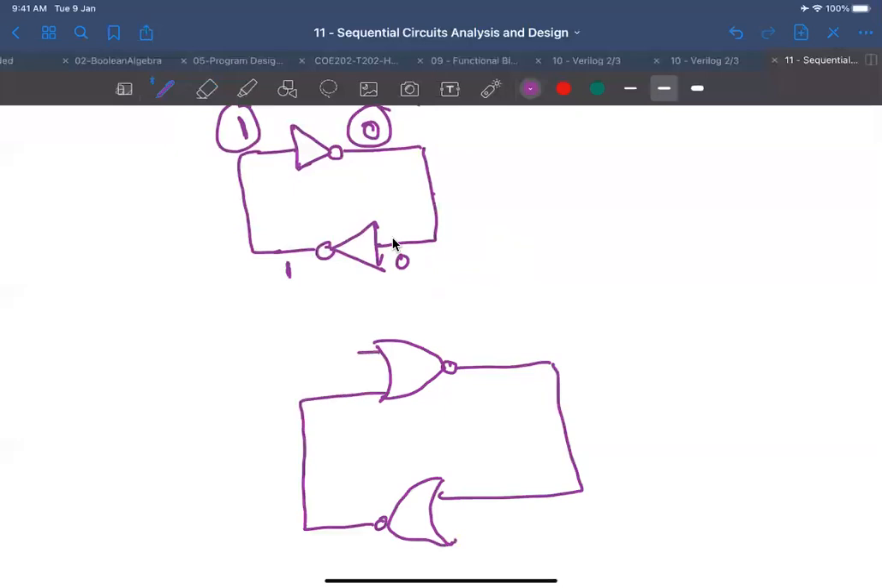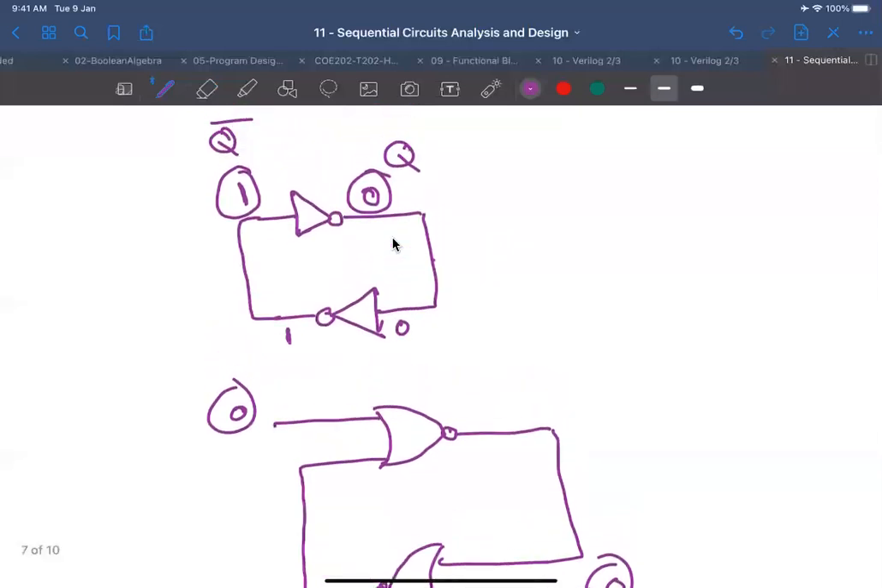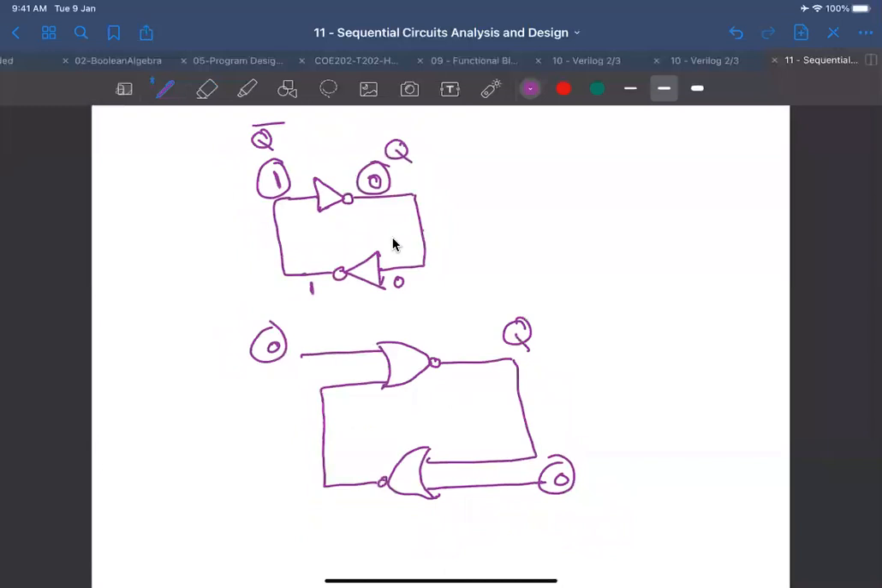I can, for example, NOR it with a 0. And it's still the same circuit, right? Exactly the same circuit, except that I'm NORing it with zeros so that I keep the value not changing, right? So where is my Q and my Q complement? This is my Q, and this is my Q complement, right?